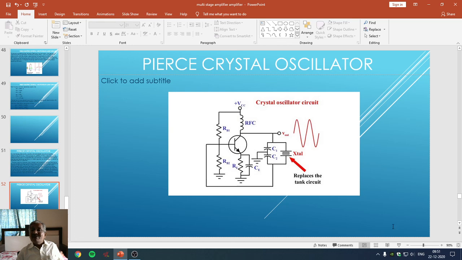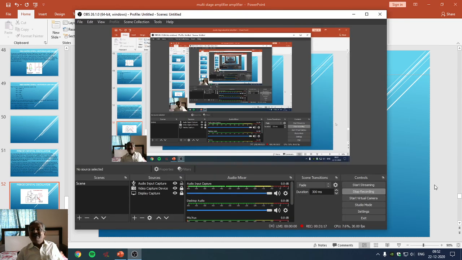Friends, that's all about the crystal oscillator. Next time we'll go for the next type of oscillator, referred to as the RC oscillators.